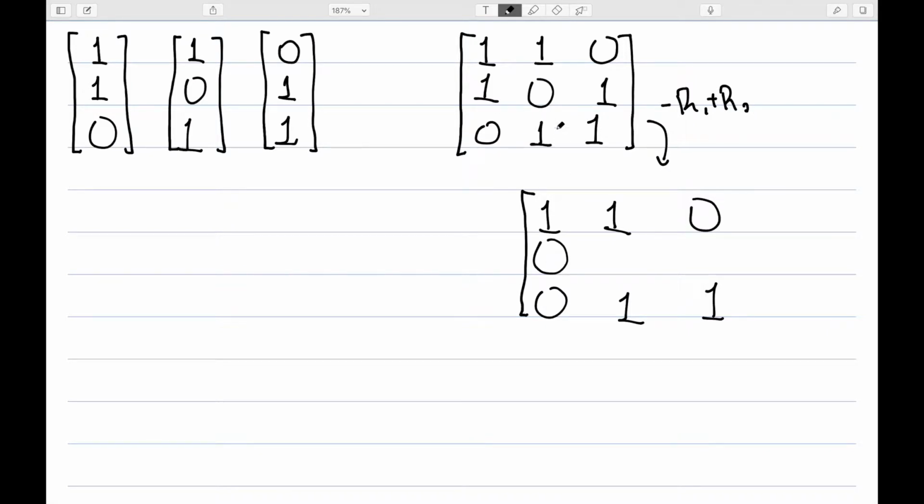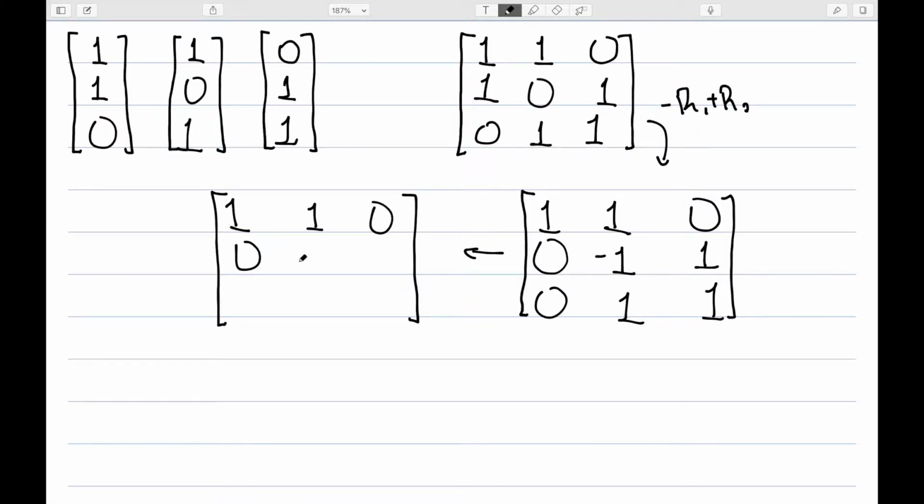Minus 1 plus 1 is 0. Minus 1 plus 0 is minus 1. And 0 plus 1 is 1. Next, I don't need to get this in reduced row echelon form, just row echelon form. So I'm not going to worry about getting the zeros above, just below. So I'm going to add the second and third rows here. Minus 1 plus 1 is 0. And this is a 1, not a 0. 1 plus 1 is 2.